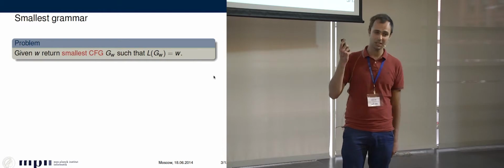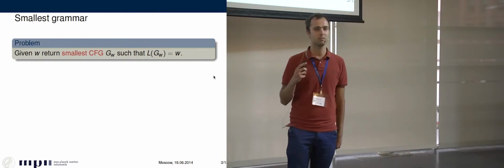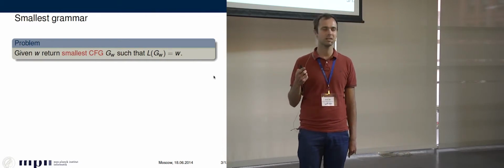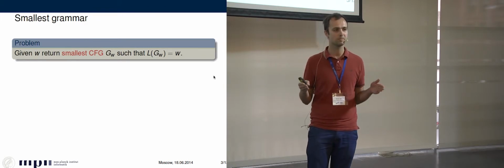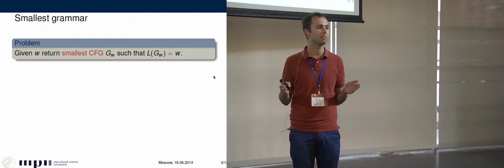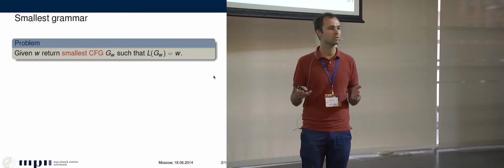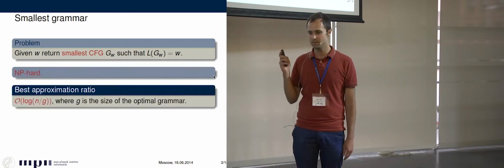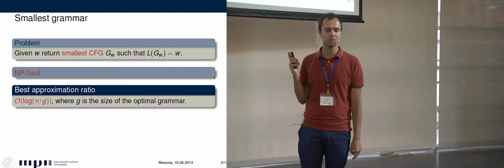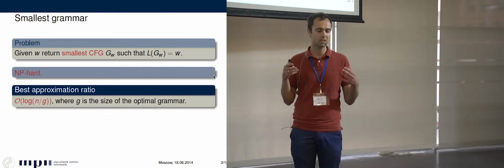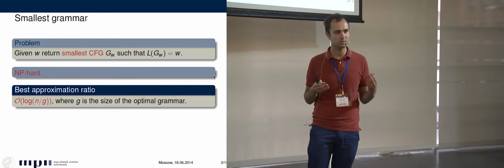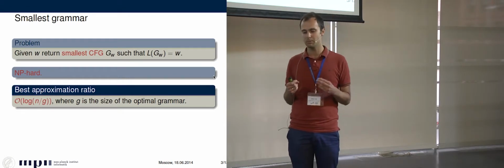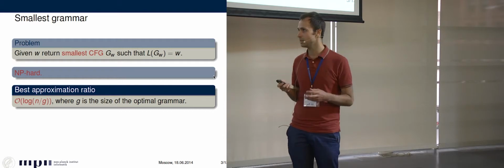Okay, so imagine that you would like to use grammar compression. In order to do that, the first thing that you would like to have is that you are given the word and you would like to output the grammar, probably the smallest grammar that you can make. But the bad news is that this problem is already NP-complete. The decision version of this problem is NP-complete, which is not that good, but fortunately there are several approximation algorithms.